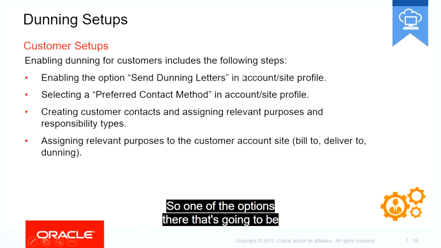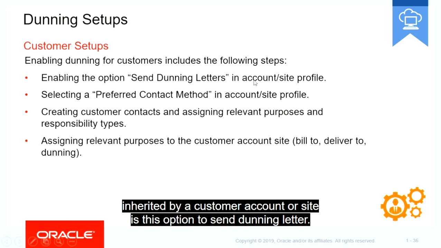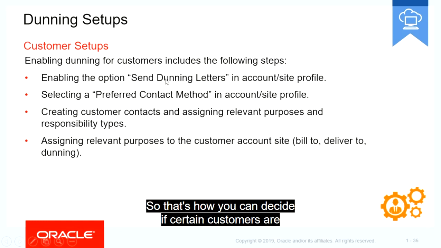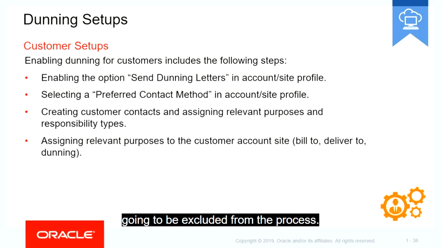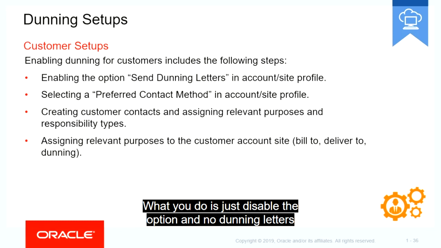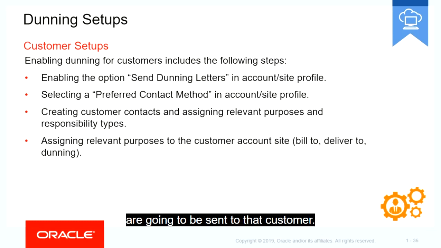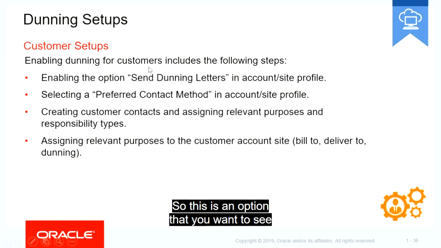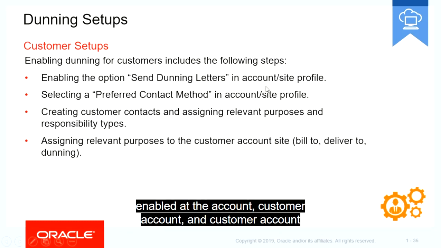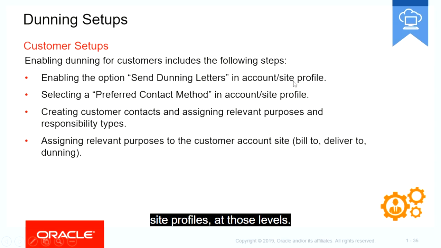So one of the options there that's going to be inherited by a customer account or site is this option to send Dunning letters. So that's how you can decide if certain customers are going to be excluded from the process. What you do is just disable the option, and no Dunning letters are going to be sent to that customer. So this is an option that you want to see enabled at the customer account and customer account site profiles, at those levels.